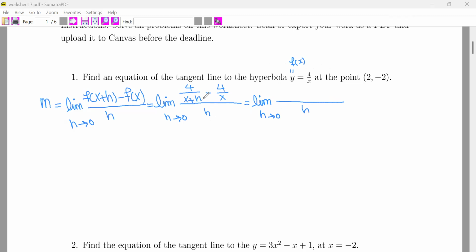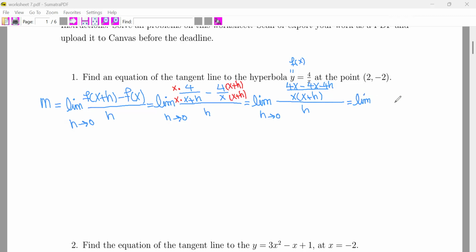In order to combine these two fractions, we are going to multiply the first one, the top and the bottom, by x, and the second one, the top and bottom, by x plus h. So for both of them, the denominator will be x multiplied by x plus h. For the numerator, the first one will be 4x, and the second one, by distributing 4, we have negative 4x and negative 4h.